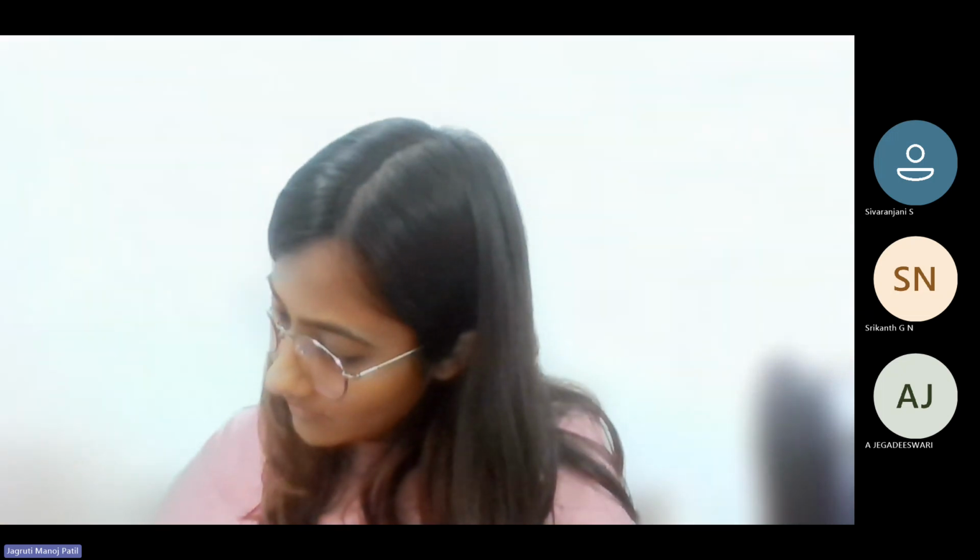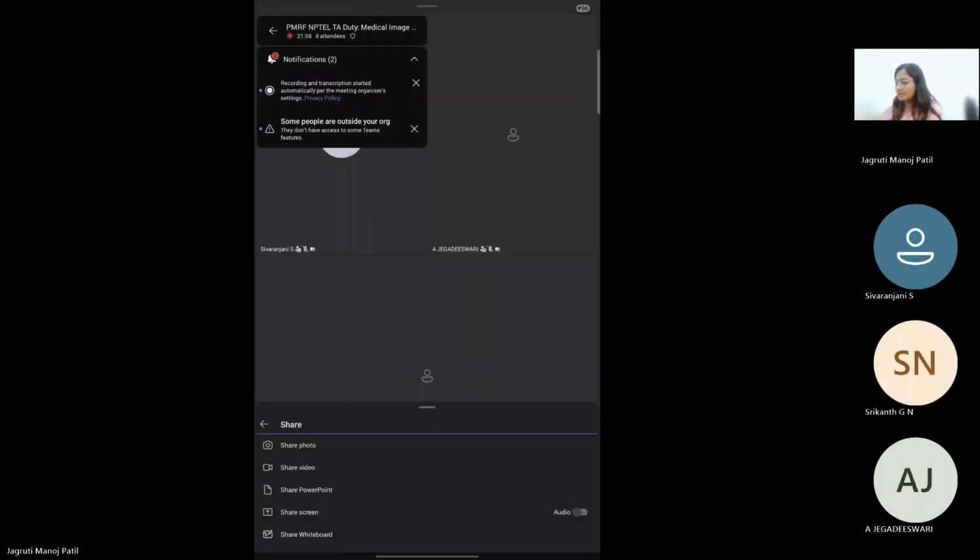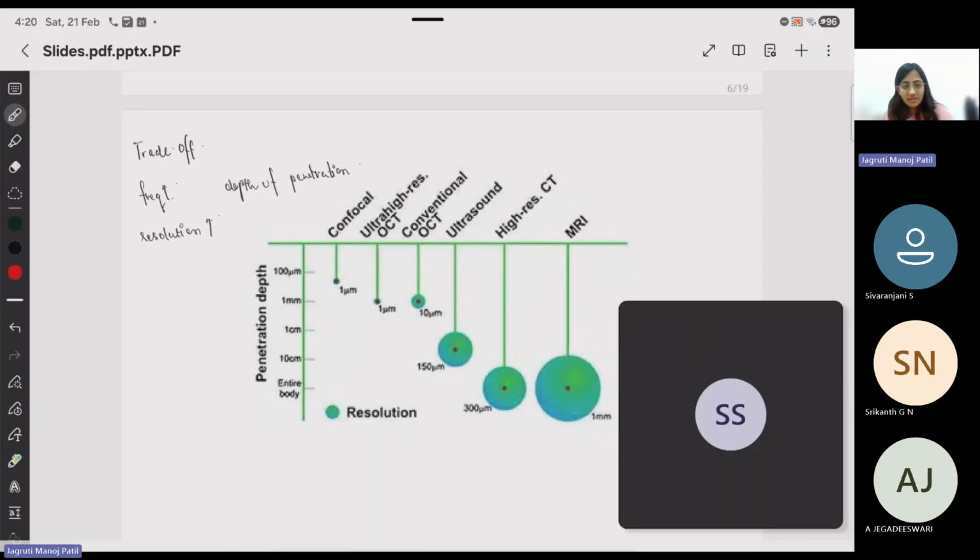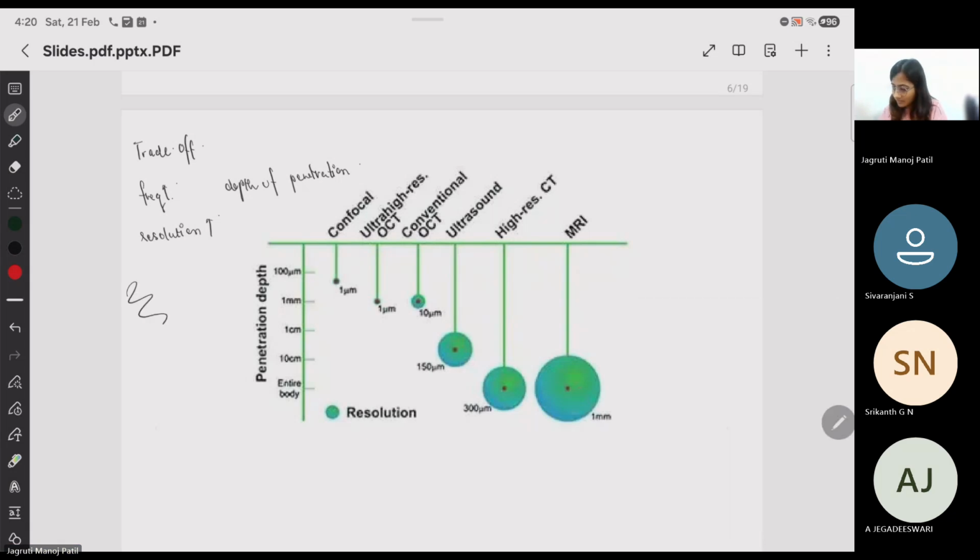So if I share screen, I hope it works now. Is my screen visible? Ah, yes. Okay. I don't know what happened. Probably network or something. Yeah.